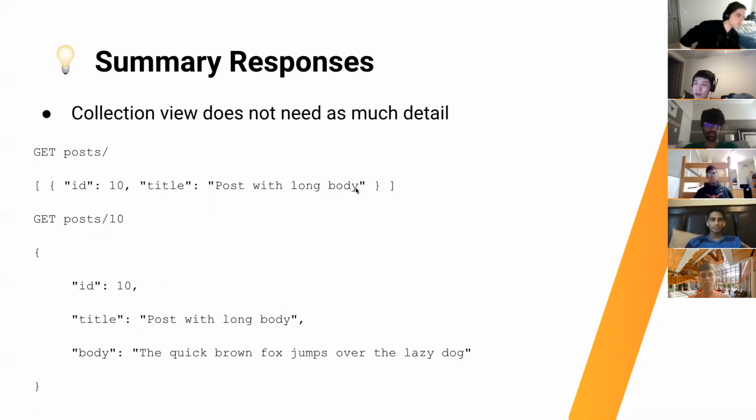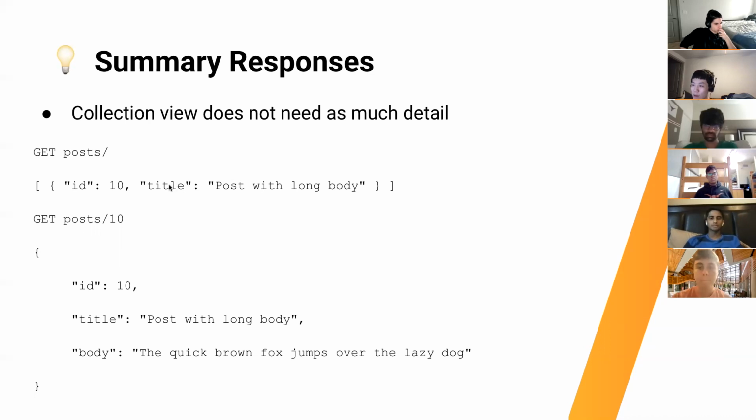Because if you imagine scrolling through a list of posts on Reddit or something, the bodies are not actually needed at that point, right? Only when you click into a post do you need to see the body. So when you're doing the collection API, you can return a subset of the fields of these resources.